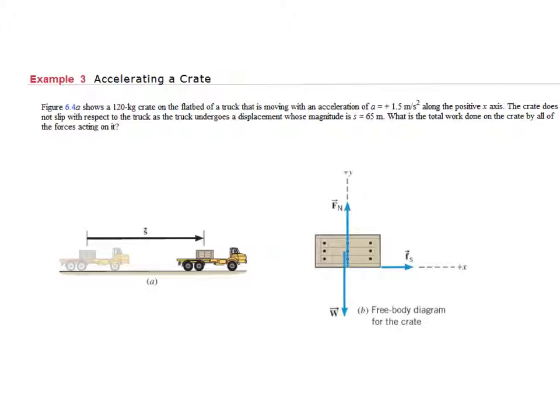Let's briefly take a look at the normal force and the crate's weight. Both of these have an angle of 90 degrees with the displacement. And if we apply our equation, work equals force times distance times the cosine of the angle, the cosine of 90 degrees is just 0. So the normal force isn't doing any work, and the weight also isn't doing any work. So the only force that's doing work on the crate is friction.